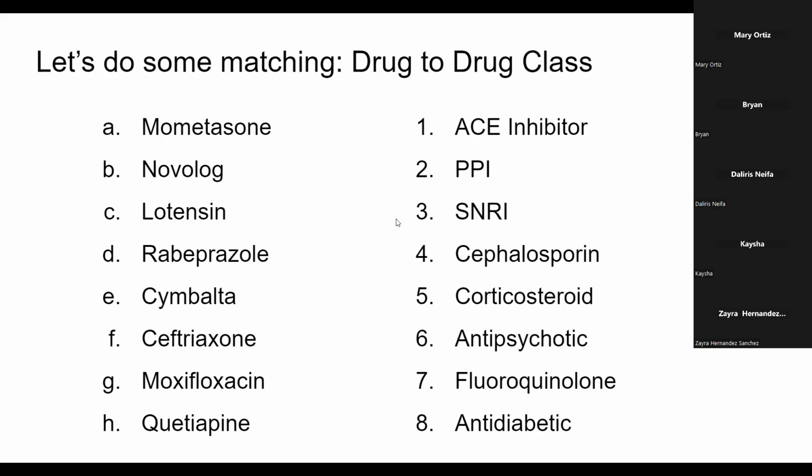We just moved on from quetiapine, so H is antipsychotic. So H goes to 6. Would it be asking too much if we could go in order? Because I'm getting confused. So do we want to go in order, class?